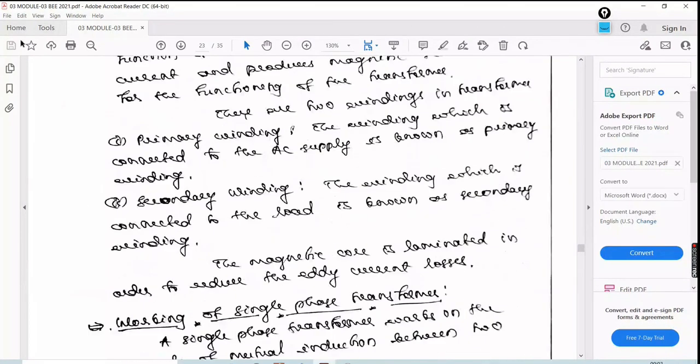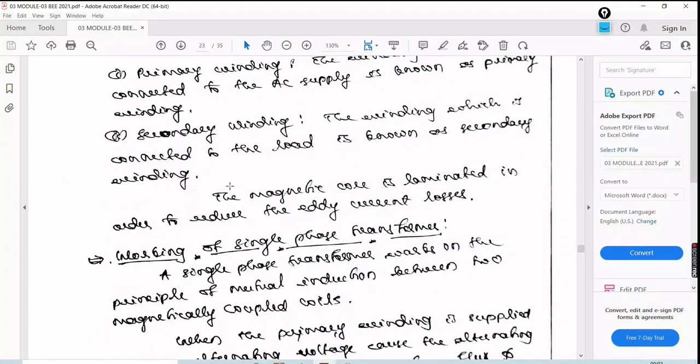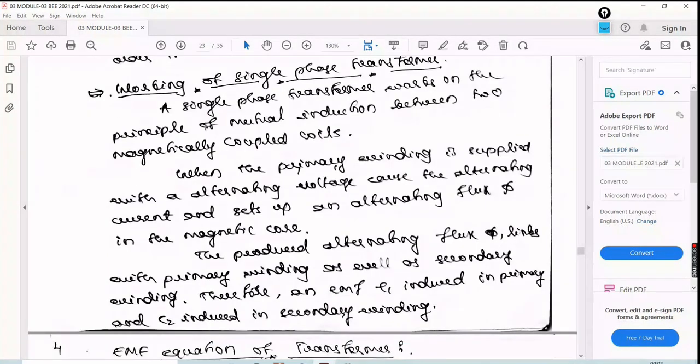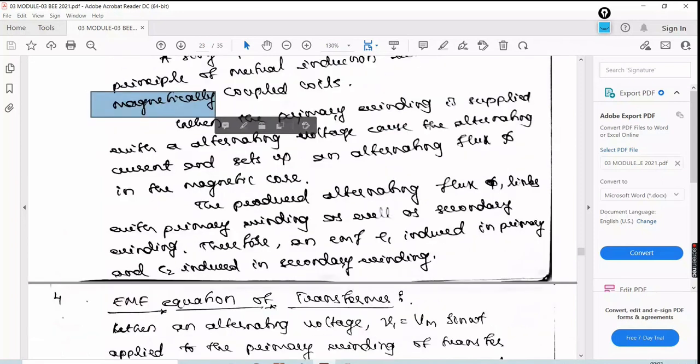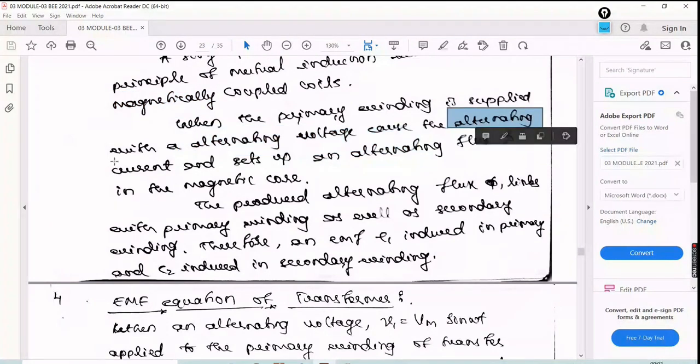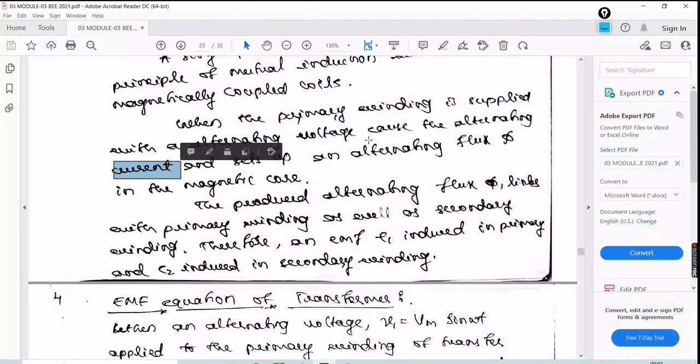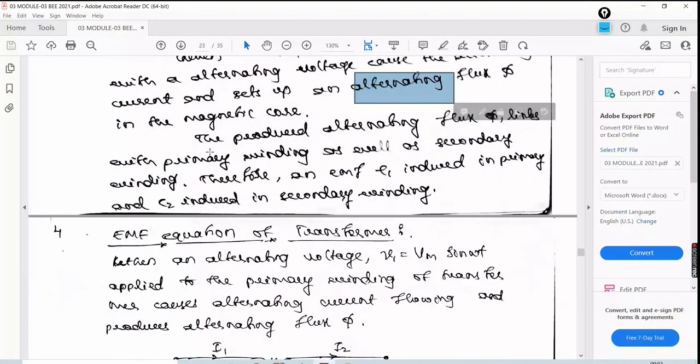This is with respect to the construction of the transformer. Then the working principle: here the single phase transformer works on the principle of mutual induction. Those are connected magnetically with each other. Whenever the primary winding is supplied with alternating voltage, it causes alternating current to flow. Because of that, the alternating flux is produced. Then this alternating flux will be linked with the secondary winding, which will cause the induced EMF.